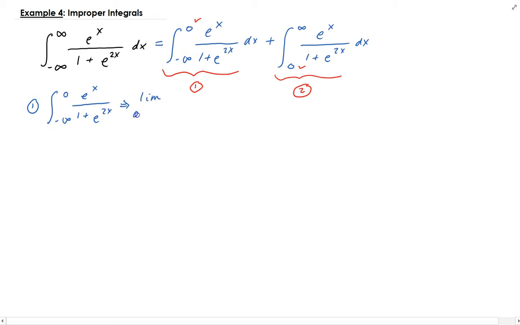I'm going to use a, since that's normally used for the lower bound, but again, you can use whatever letter you want. I want this to approach minus infinity, and we're going from a to 0 of e to the x divided by 1 plus e to the 2x dx.